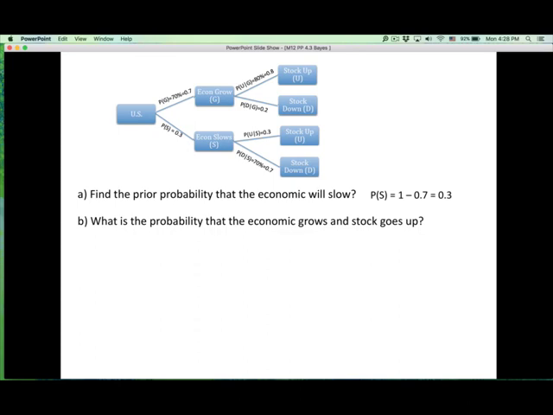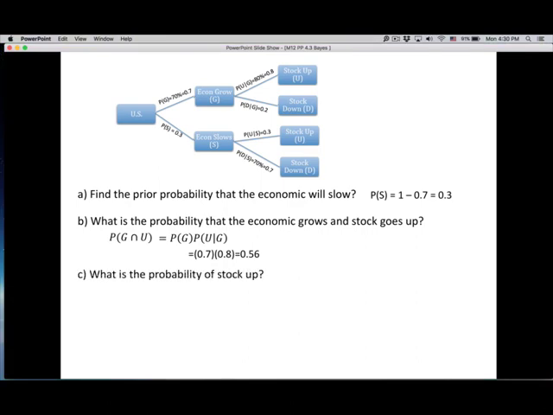Okay, B. What is the probability that the economy grows and the stock goes up? To find the probability that first the economy grows and then the stock goes up, we're going to write it like this: the probability that the economy grows and then the stock goes up. We'll be using the multiplication rule here. Remember the formula? We know the probability of G already, that's 0.7, and this is the conditional probability we got from here also. So plug it in, and you're going to get 0.56.